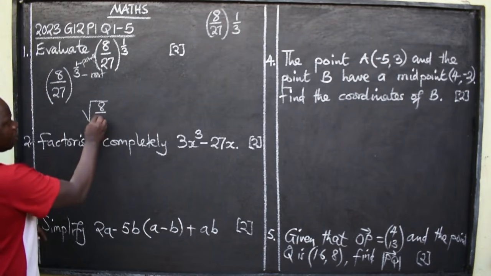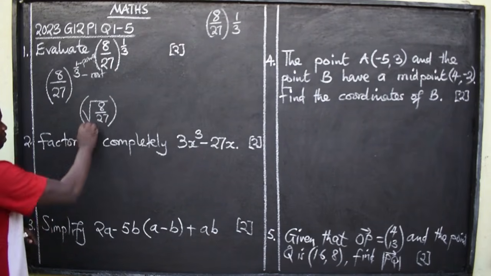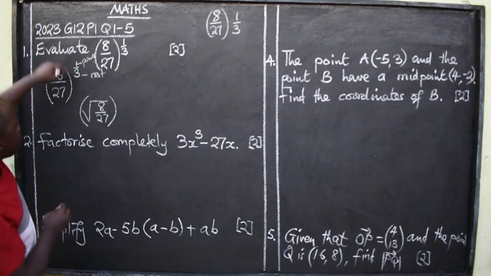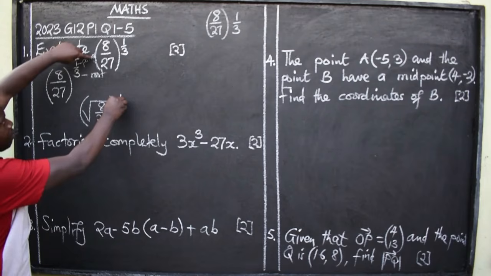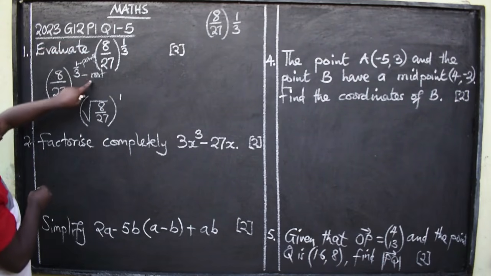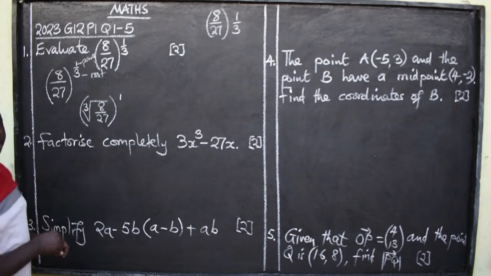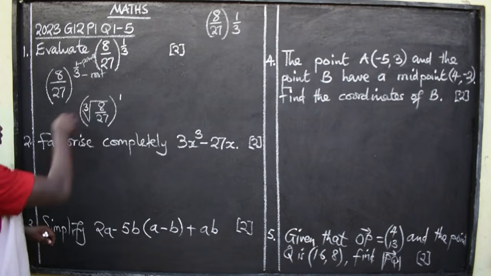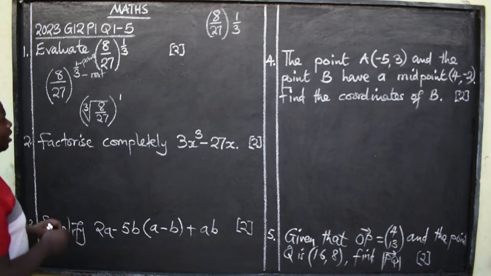So, 8 over 27, like that. Put everything in brackets. Then you're going to interpret this. Power means this one. The power is 1, and the root is 3. Root, put it here, and the power out here. Are we together?